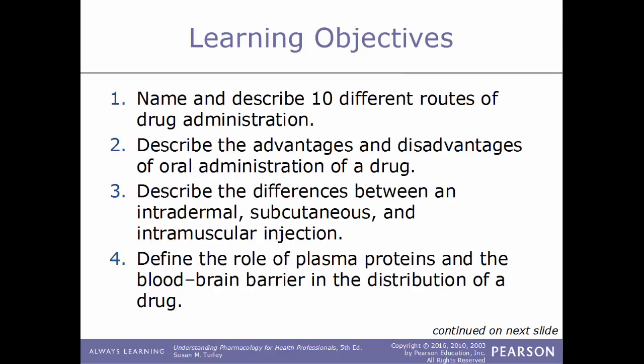Learning objectives for this chapter: name and describe 10 different routes of drug administration. Describe the advantages and disadvantages of an oral administration of a drug. Describe the differences between an intradermal, subcutaneous, and intramuscular injection. Define the role of plasma proteins and the blood-brain barrier in the distribution of a drug.